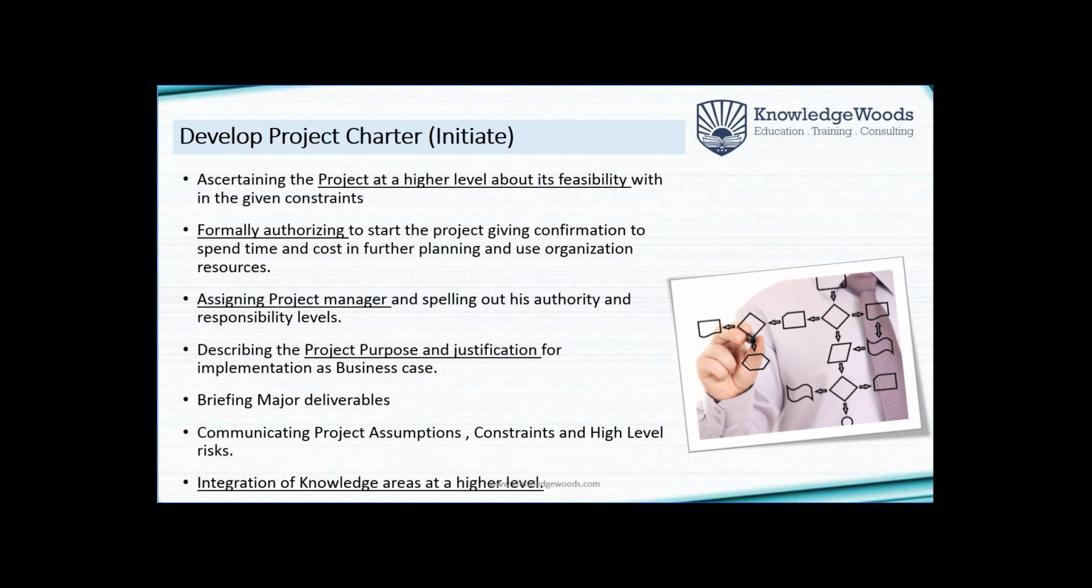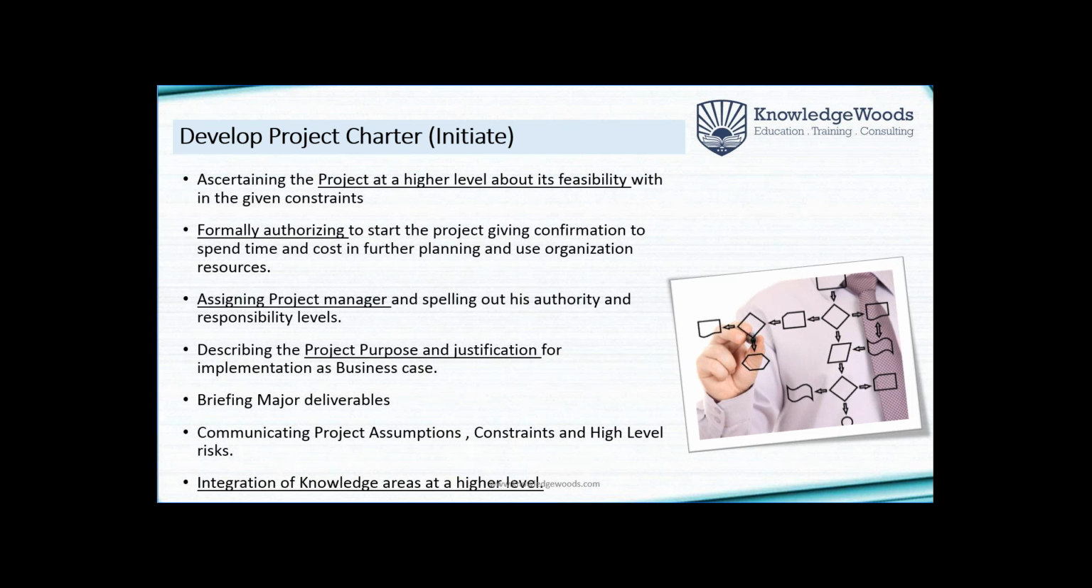So make sure that it is feasible, and then we formally authorize to start this project, giving confirmation. Yes, the project manager is now authorized to spend the organization's resources and spend the time and cost, take the funds from the organization to implement this project. It is the formal authorization.